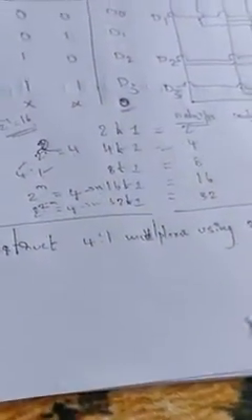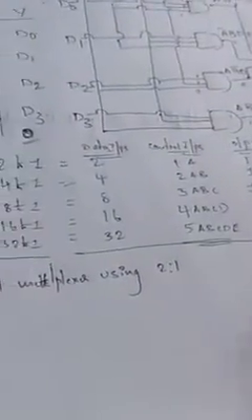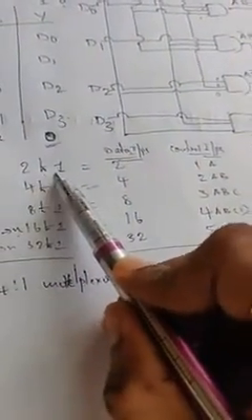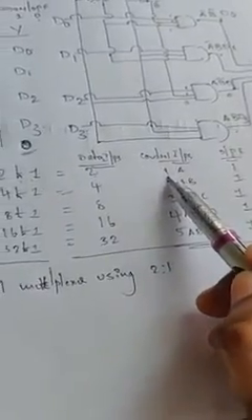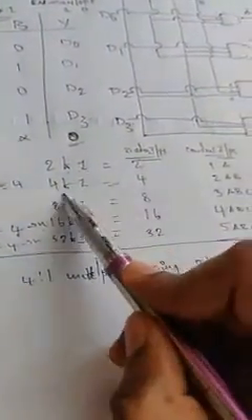Look at the question again: construct 4:1 multiplexer using 2:1. When they give 2:1, what do you mean by 2:1? When there is a 2:1 multiplexer, how many data inputs? 2 data inputs, one output, and the control input will be 1. So you are supposed to make use of 2:1 multiplexers to construct a 4:1 multiplexer. 4:1 multiplexer means 4 data inputs, 2 control inputs, 1 output. 2:1 means 2 data inputs, 1 control input, 1 output.